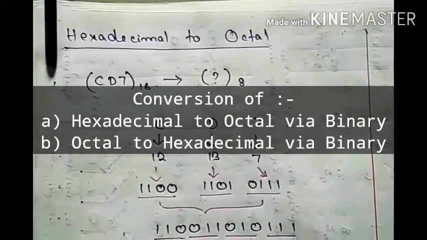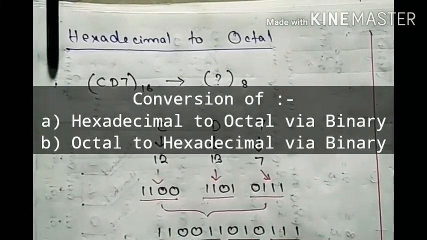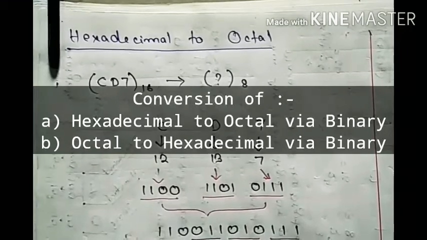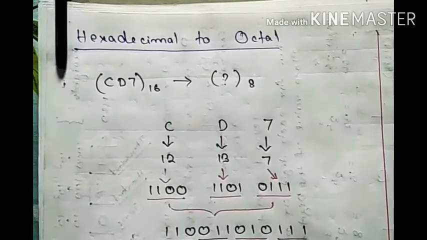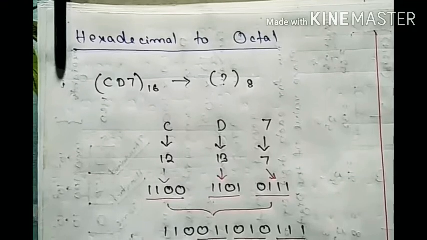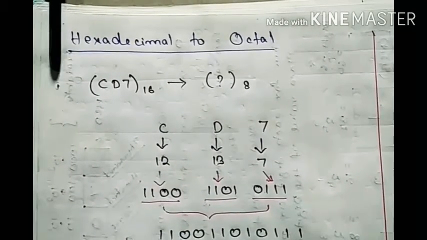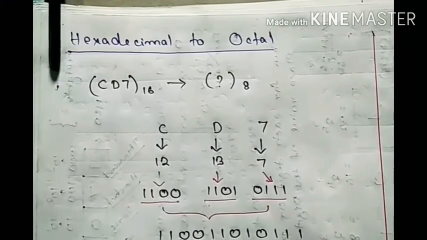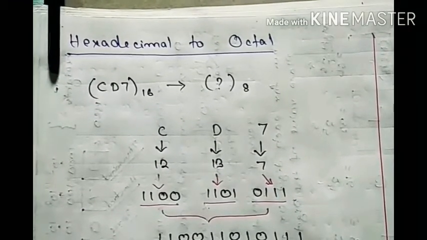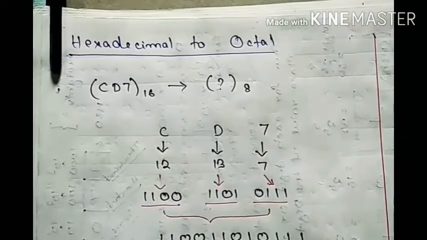Okay, now if we want to convert hexadecimal to octal or octal to hexadecimal, there is no direct rule to convert between hexadecimal to octal and octal to hexadecimal. For that reason, we take the help of the binary number system. So we convert hexadecimal to octal via the binary number system.